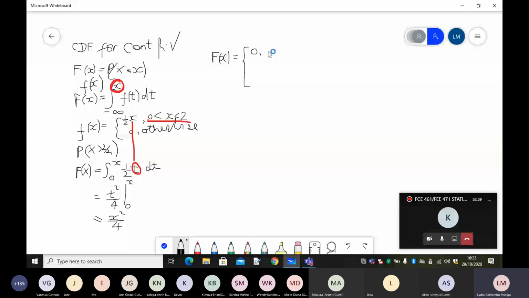And then in the second part, we put x squared over 4. We have to define for what values this holds. It is just the same values as given in the question: x greater than 0, but less than 2. And then it will be equal to 1.